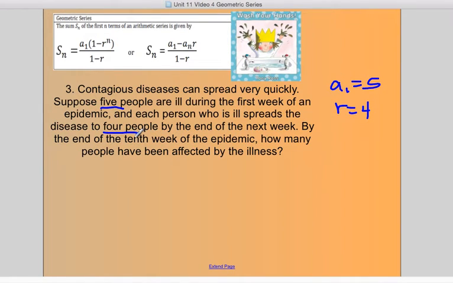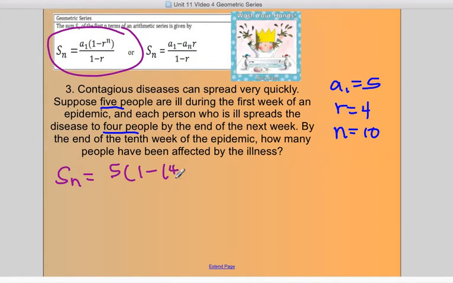By the end of the 10th week, so that's our n, how many people have been affected by the illness? Okay, so I want to know how many people have been affected by the illness. I have a sub 1, my ratio, and n, so I'm going to be using this equation. S sub n is equal to my a sub 1, 5, times 1 minus our ratio, 4 to the 10th, all over 1 minus 4.